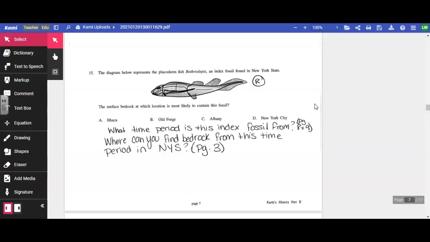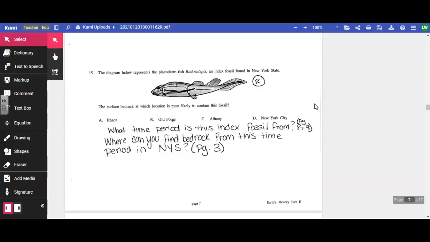Number 15. The diagram below represents the Placoderm Bothriolepis, an index fossil found in New York State. And I've labeled which index fossil this is. Index fossil R. The surface bedrock at which location is most likely to contain this fossil? Is that going to be Ithaca, Old Forge, Albany, or New York City?